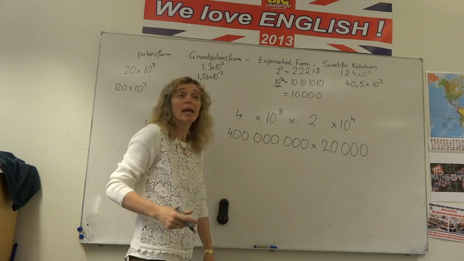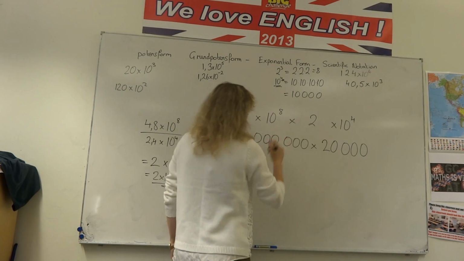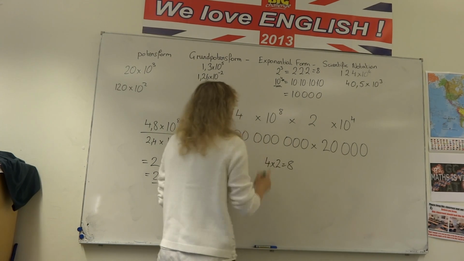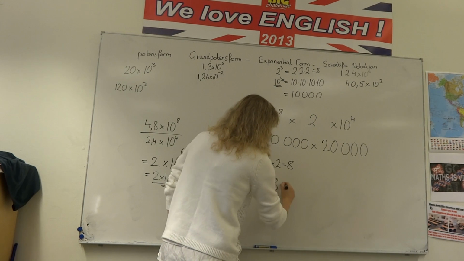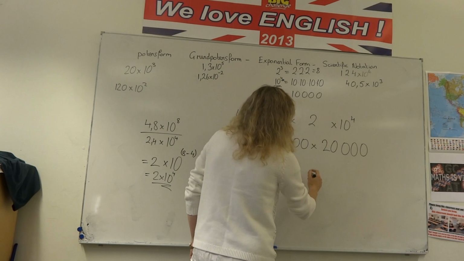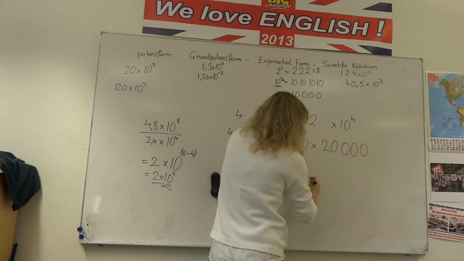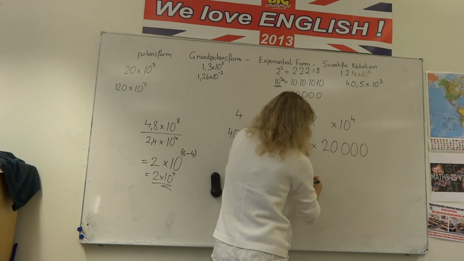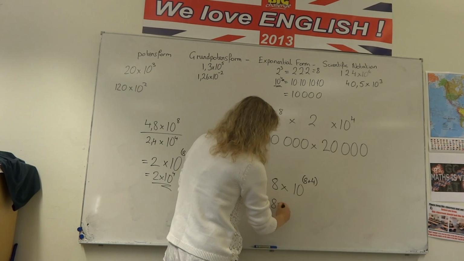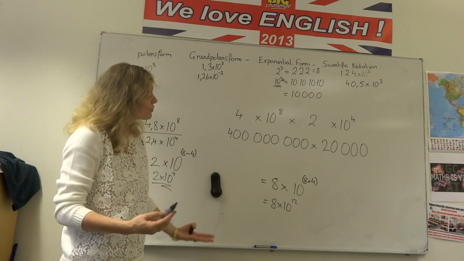Whereas if we keep it in exponential form, in scientific notation, 4 times 2 is 8. So our answer is going to be 8 times 10 to the power of, and here when we're multiplying exponential form, we actually add the powers. 8 plus 4. So the answer would be 8 times 10 to the power 12. Which is really quite nice.